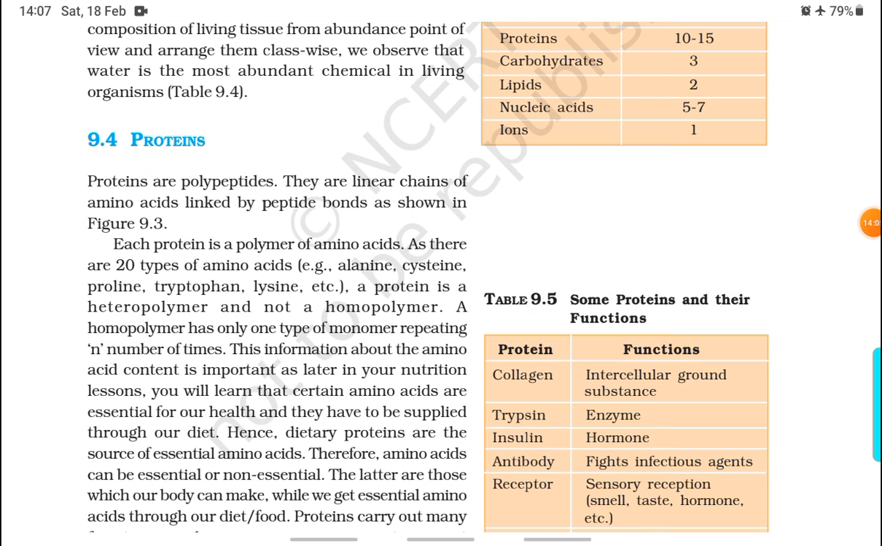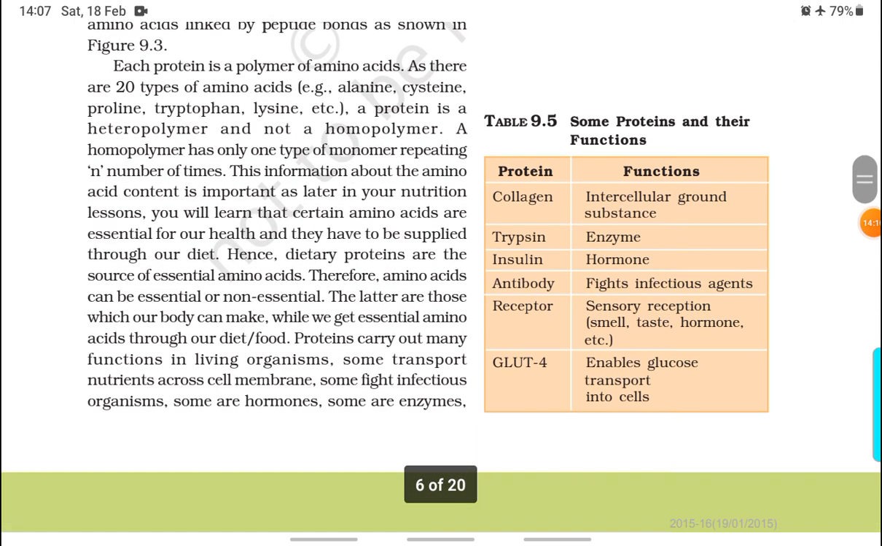This information about the amino acid content is important, as later in your nutrition lesson you will learn that certain amino acids are essential for our health and they have to be supplied through our diet. Hence, dietary proteins are the source of essential amino acids. Therefore, amino acids can be essential or non-essential. The latter are those which our body can make, while we get essential amino acids through our diet or food.